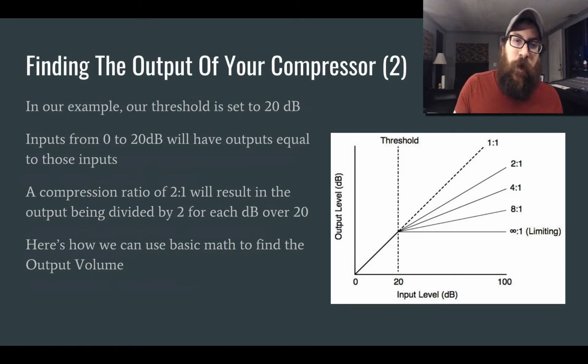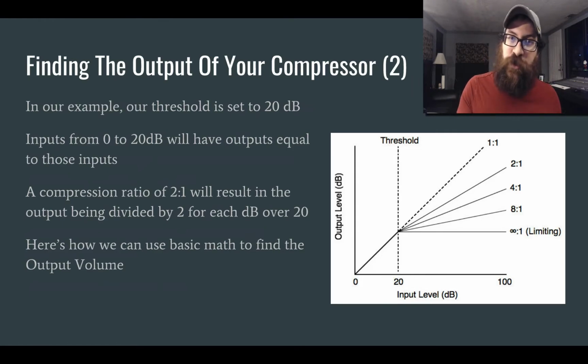In our example, our threshold is set to 20 decibels. Okay, so input from 0 to 20 decibels will have output equal to that input. So y equals x from 0 to 20 decibels, and then after that, we start applying compression because that's where our threshold is. And our threshold shows us where compression will begin to be applied. A compression ratio of 2-to-1 will result in the output being divided by 2 for each decibel over 20.